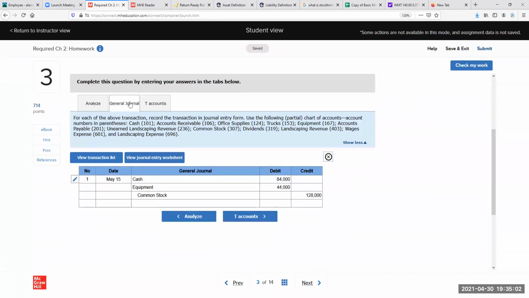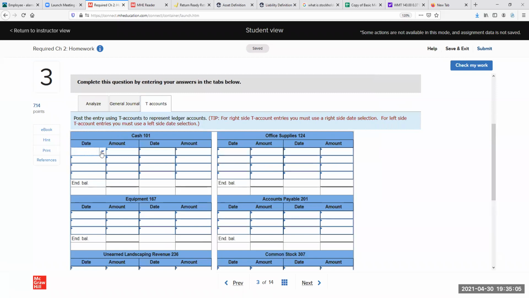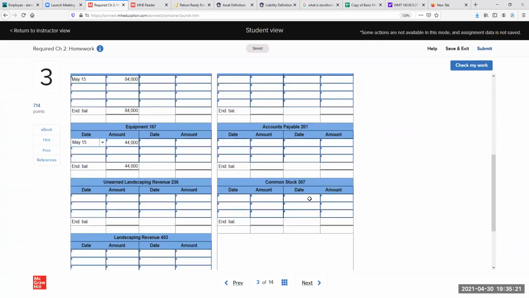So I put here T account, May 15th. Put 84,000, 44,000 of equipment. May 15th. But now look, you have to put the stock on the other side. May 15th. And it's the 128.